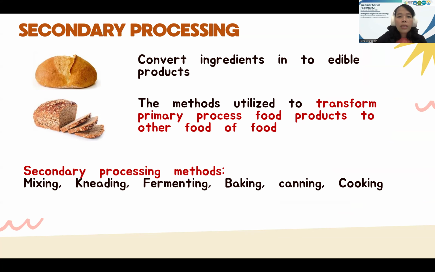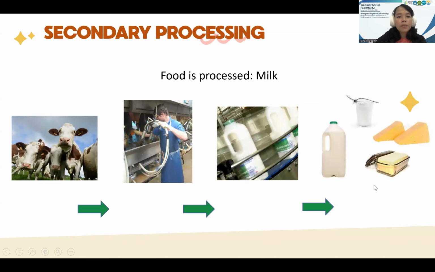what we are doing in the secondary processing is converting ingredients into an edible product. It is the method used to transform a primary processed food product into another form of food. In the secondary processing, we mix it, knead it, ferment it, bake it, can it, or maybe we cook it again.